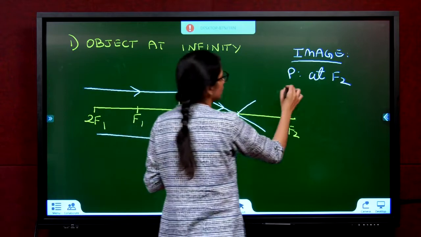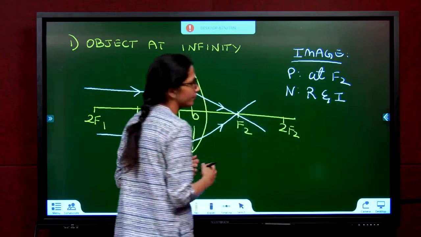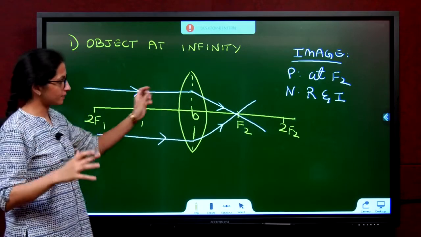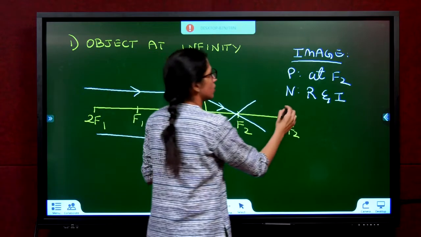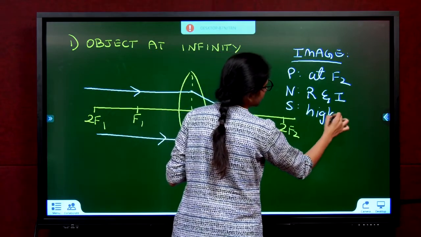Next, nature, it's really meeting. So it's real and inverted. Size, infinity, very big. It's becoming so small here. So size is highly diminished or point sized.